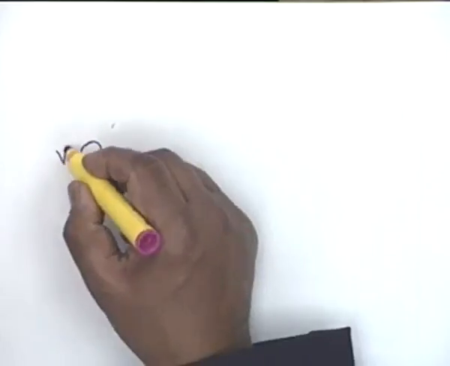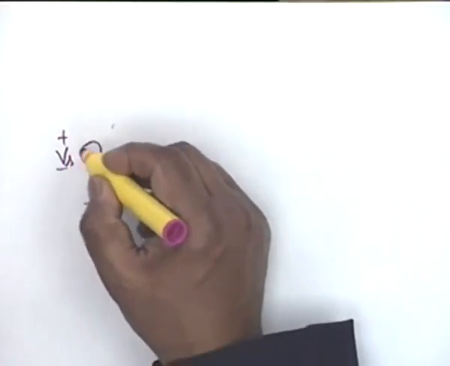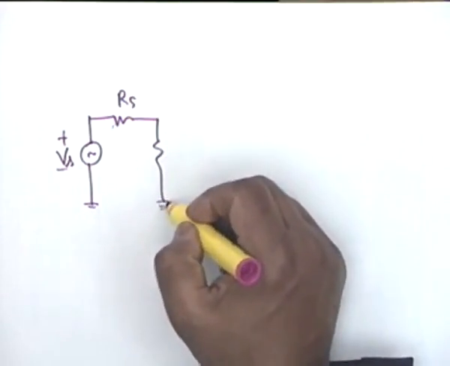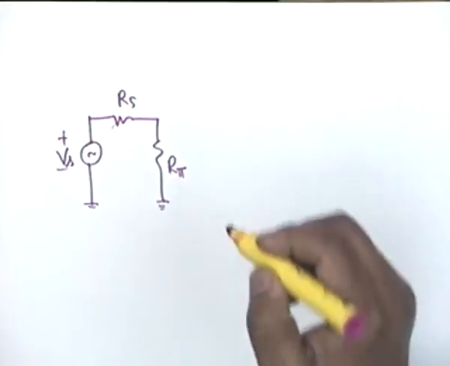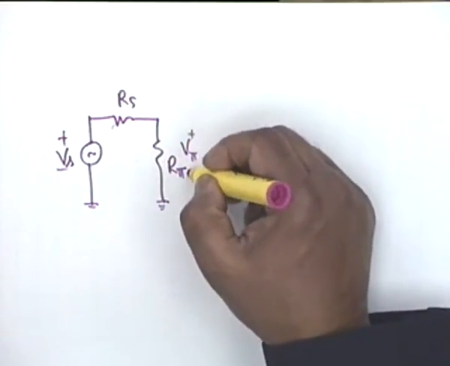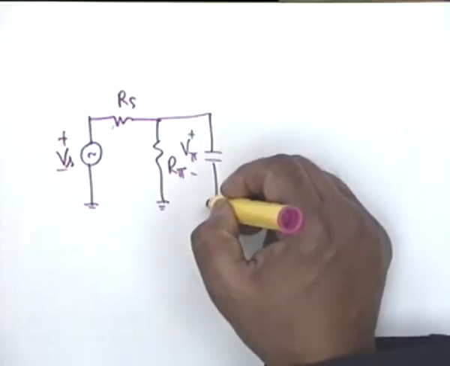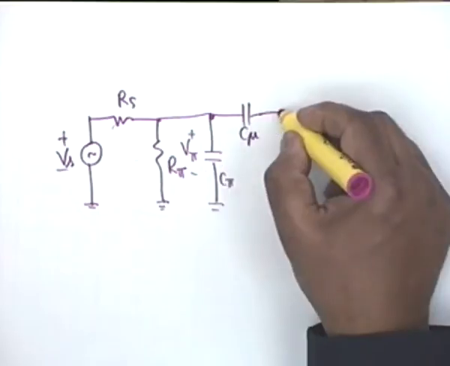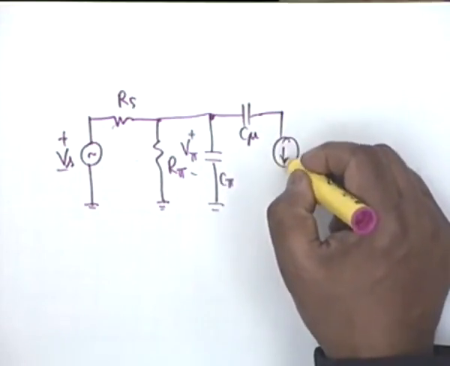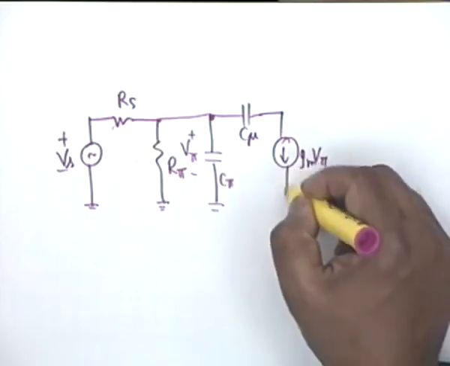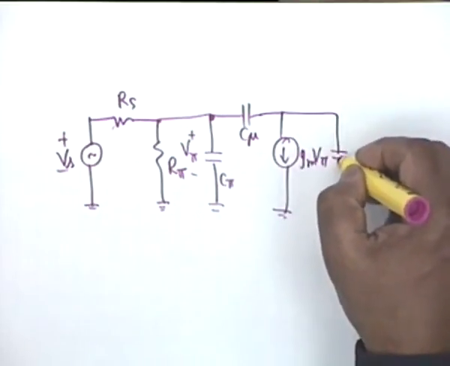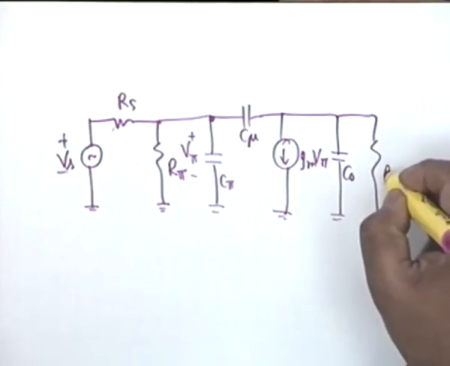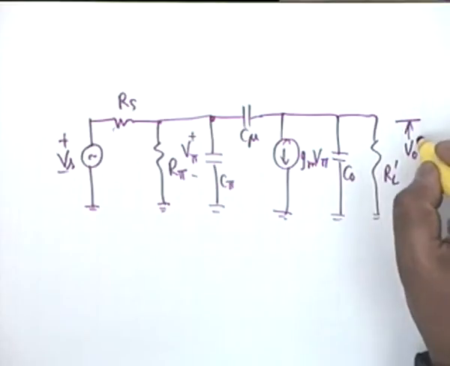We have Vs, Rs, and we have R pi. This is the notation we shall be using all through. The voltage across R pi is V pi. There is a C pi. There is a C mu. And there is a GM V pi. The capacitor C0 and the resistance RL prime, the voltage across which is V0.